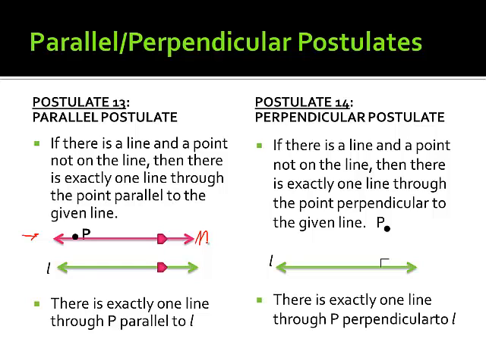Perpendicular postulate, this is very similar to the parallel postulate, but it states if there is a line and a point not on the line, just as in the previous postulate, then there is exactly one line through that point perpendicular to the given line. So if I were to take any line through P, there's only one line you can draw that is going to be perpendicular to L. All the other lines are not going to be perpendicular. And remember, the symbol for perpendicular is the right angle sign here.